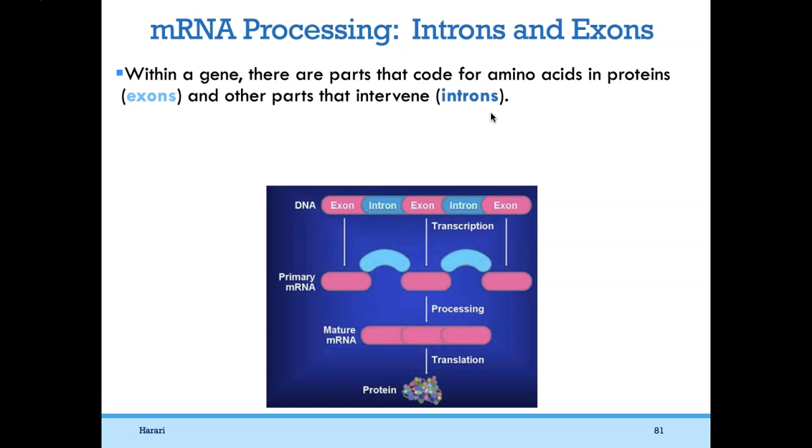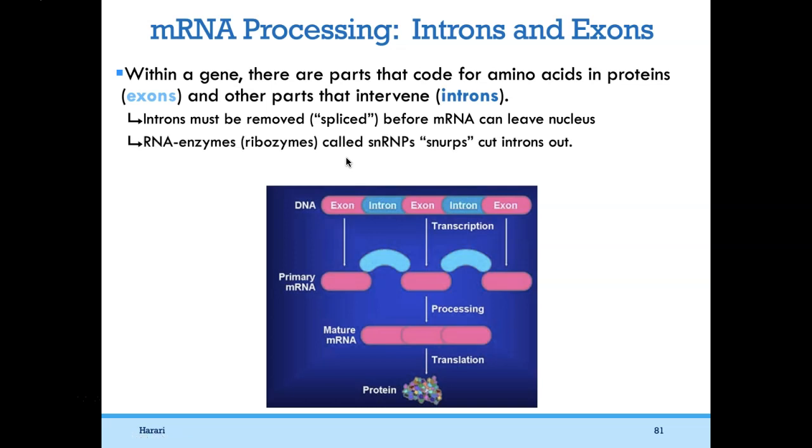Since only the exons are needed to encode a protein, we have to get rid of all the introns before translation can occur. So introns are spliced out before the mRNA can leave the nucleus. Special RNA enzymes called SNRPs, or small nuclear RNAs, can cut introns out. These are examples of RNA enzymes or ribozymes. They make little cuts into the introns, cutting them out.